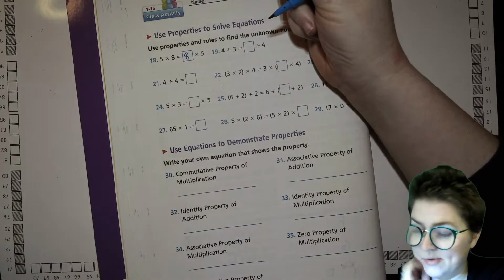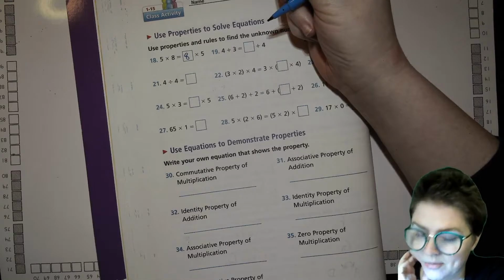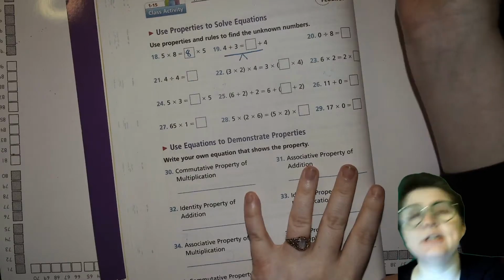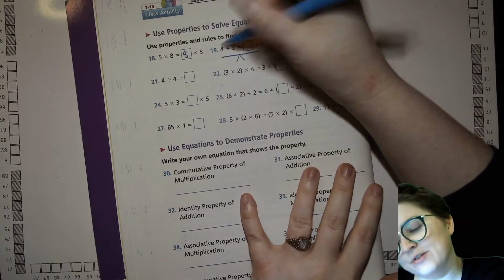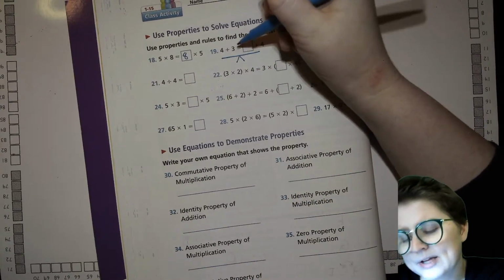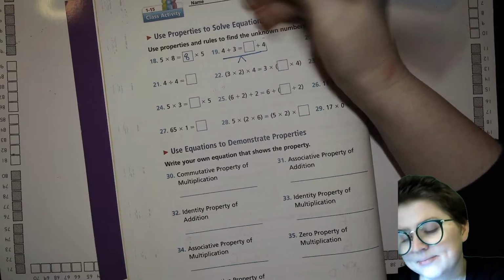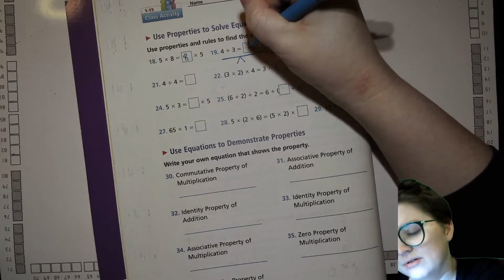4 plus 3 equals what plus 4? And remember, with all of these, we're trying to just make sure both sides are equal. So we're not necessarily finding the answer to 4 plus 3, but we're saying what you would add to 4 to have it be the same as 4 plus 3. Oh, 3, right?